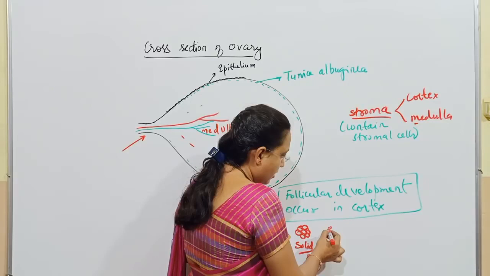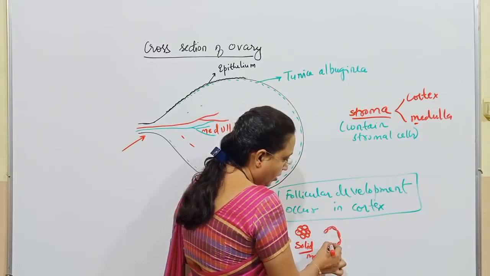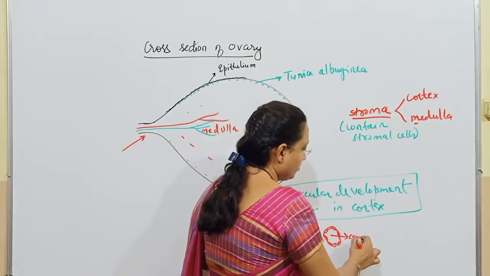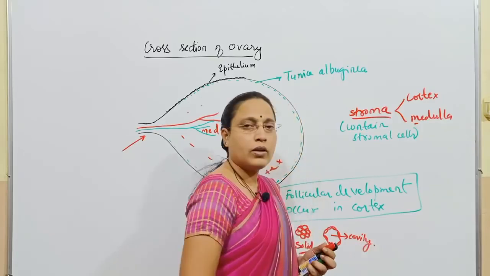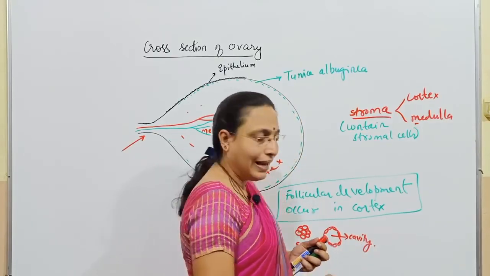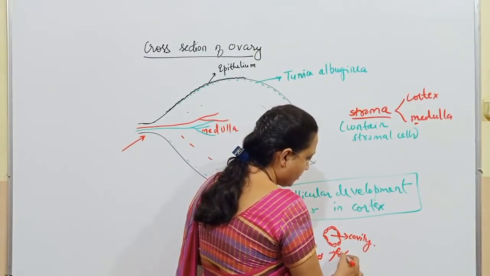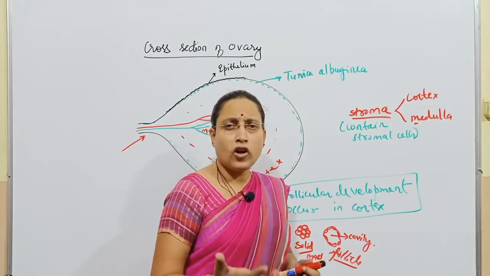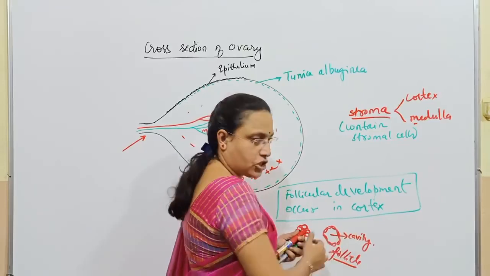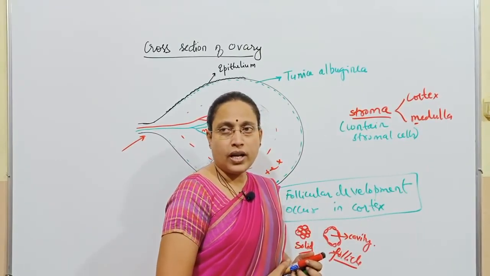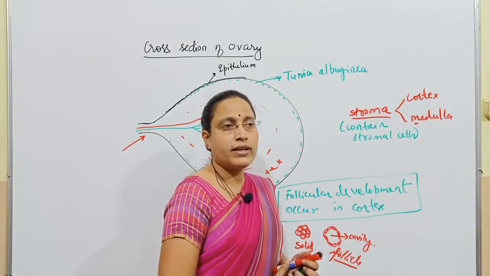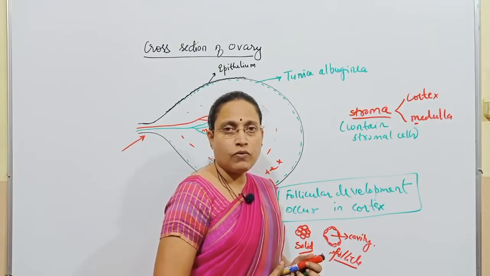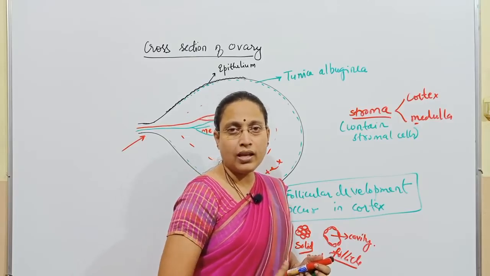But if the cells enclose a cavity at the center, then it can be called a follicle. Here also, whether it is a thyroid follicle or an ovary follicle, typically it will have this structure. So in the cortex of the ovary, follicular development will be occurring, and these follicles are called ovarian follicles.